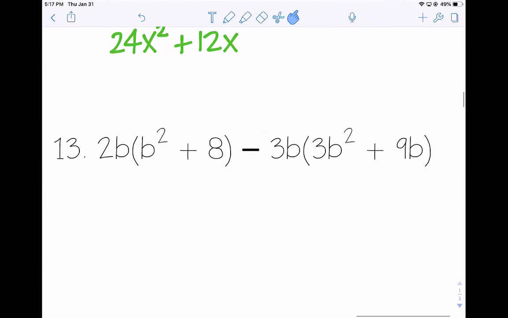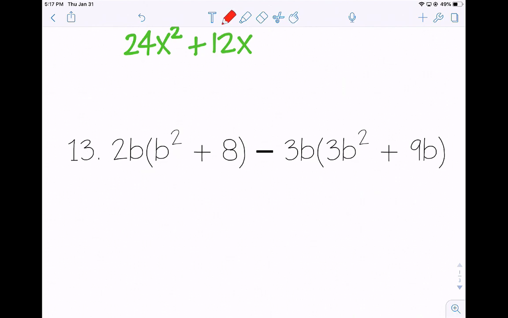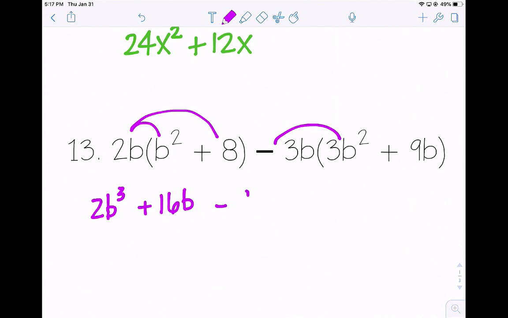All right, last one here. We're distributing first a 2b. So 2b times b squared is going to be 2b cubed. 2b times 8 is going to be plus 16b. Then we have a negative. This is really important. You take the negative with the 3b. So that's a negative 3b times 3b squared. It's going to be negative 9b cubed. Then negative 3b times positive 9b is negative 27b squared.